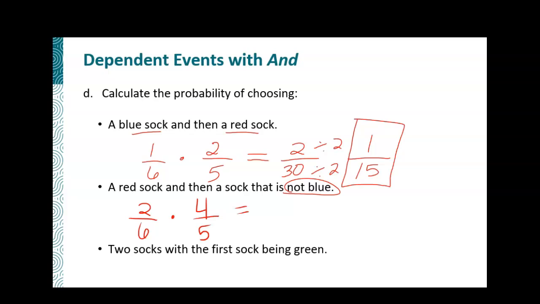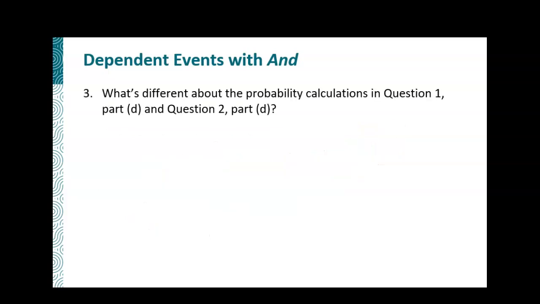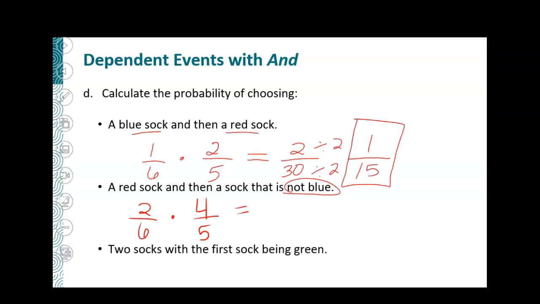2 times 4? Good job. 8 over 30. Okay. What's the highest number both of these divide by? 2. Good. This gives me the fraction 4 over 15.